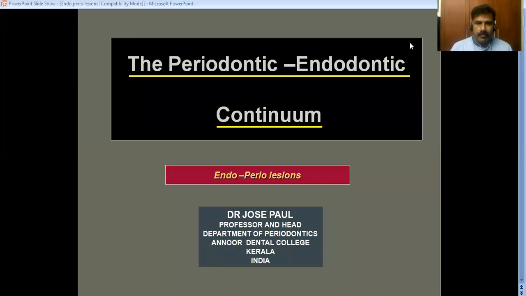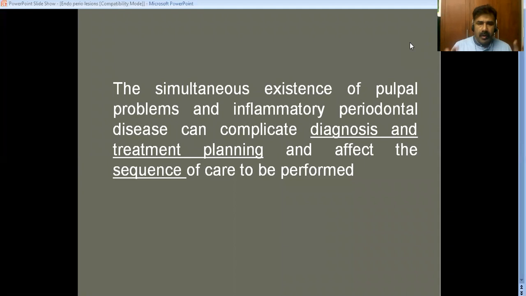Good morning, everyone. The topic that we are going to discuss today is Endo Perio lesion. Now, this is a common problem that you're going to encounter in your practice. When you start your practice, a patient will come to you with a swelling in relation to a particular tooth. You take a radiograph and you find that there is a radiolucency in relation to that tooth.